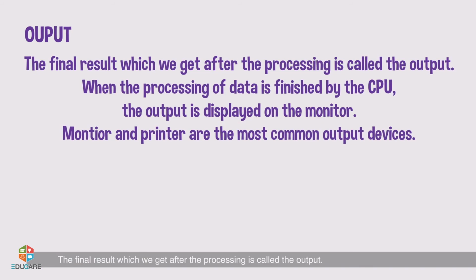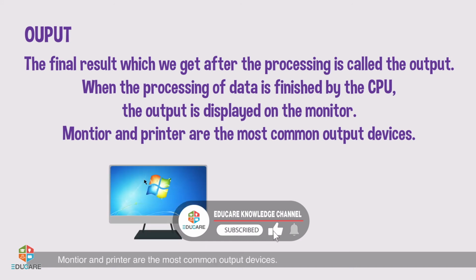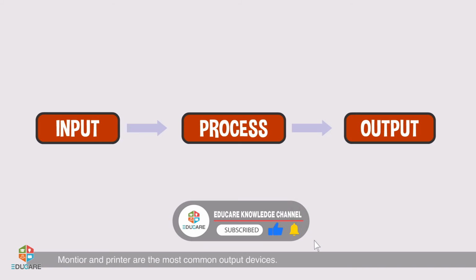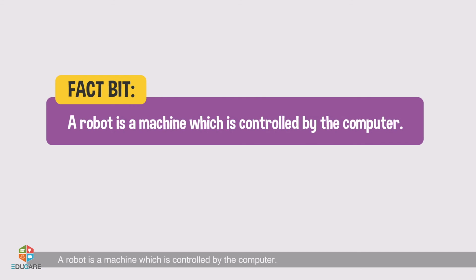Output. The final result which we get after the processing is called the output. When the processing of data is finished by the CPU, the output is displayed on the monitor. Monitor and printer are the most common output devices. Input, process, output. Fact bit. A robot is a machine which is controlled by the computer.